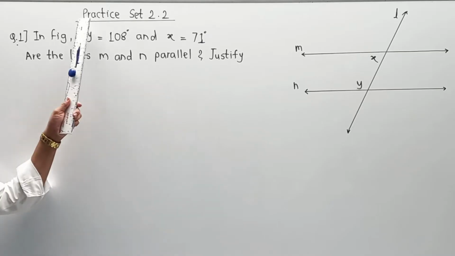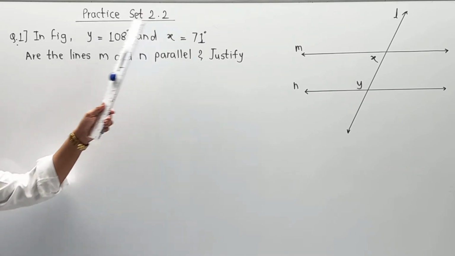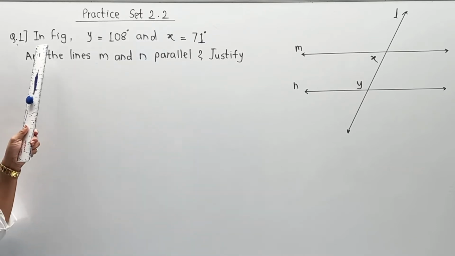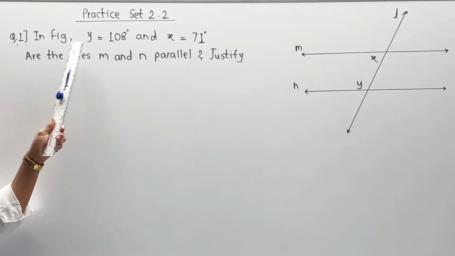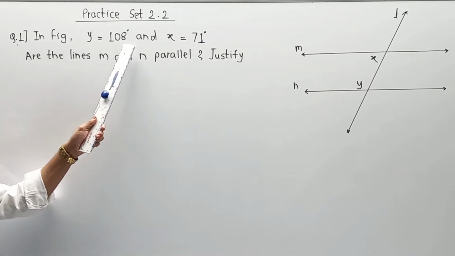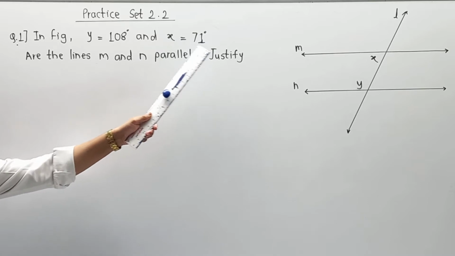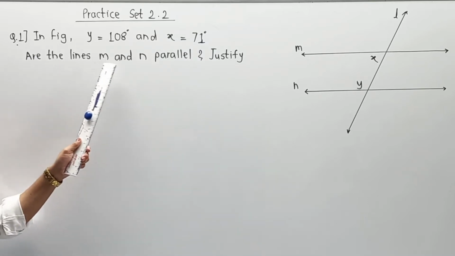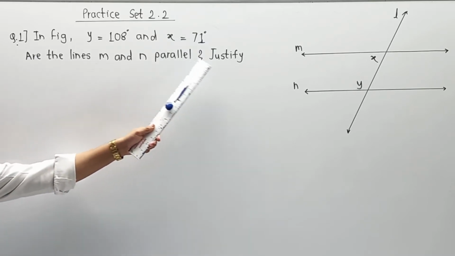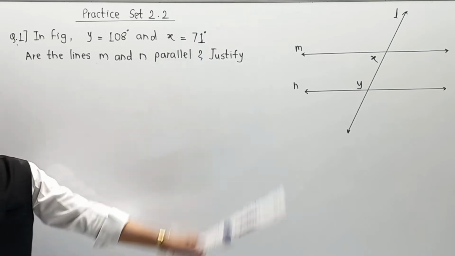Student, today we are going to start practice set 2.2. Among them, the first numerical is question number 1, and the part is: in the figure, y is equal to 108 degree and x is equal to 71 degree. Are the lines M and N parallel? Justify your answer.